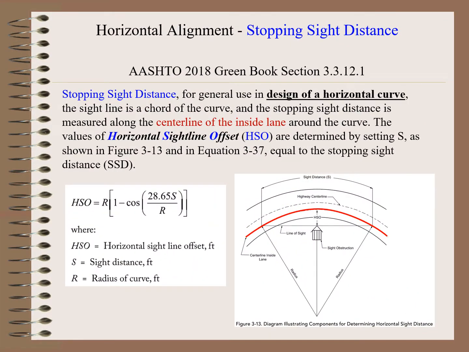For general use in design of horizontal curves, the sight line is the chord of the curve, and the stopping sight distance is measured along the center line of the inside lane around the curve. The values of horizontal sight line offset, or HSO, are determined by setting S, as shown in Figure 3-13 and in Equation 3-37, equal to the stopping sight distance, SSD.